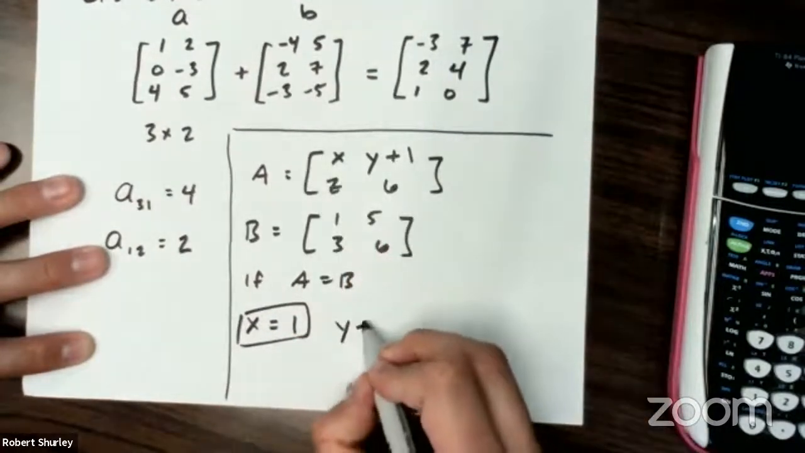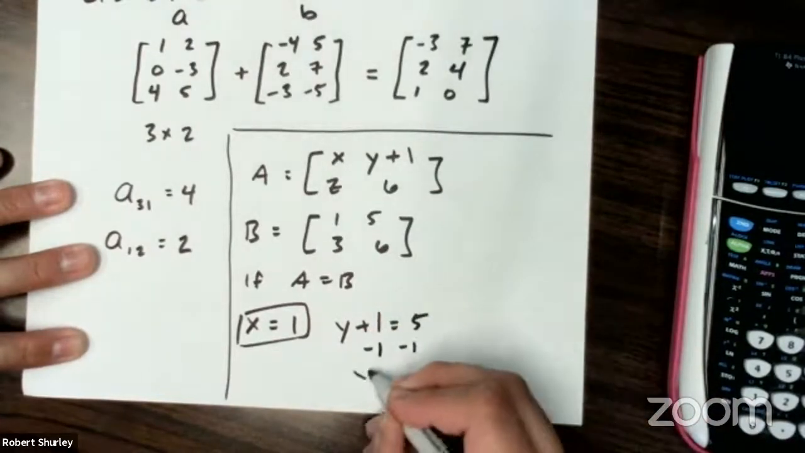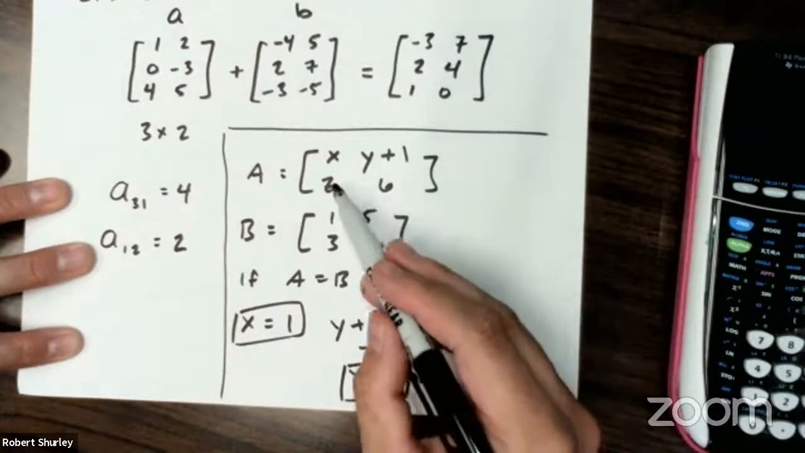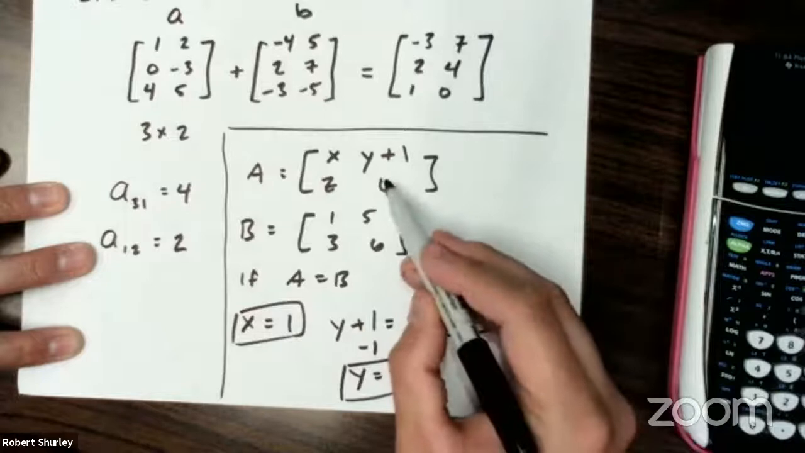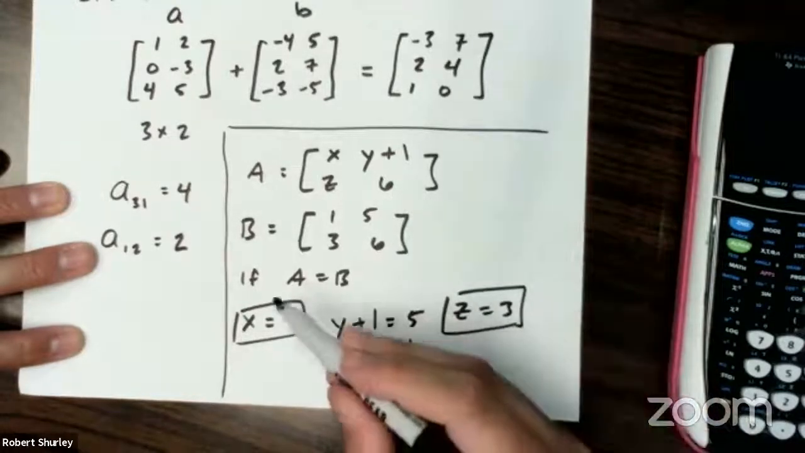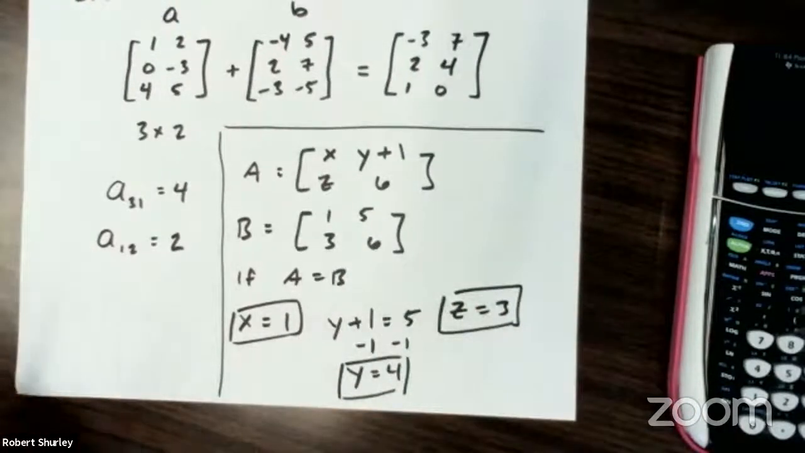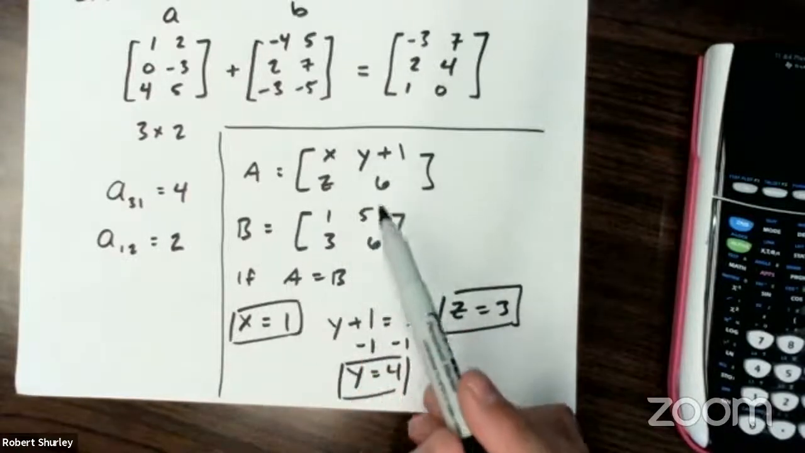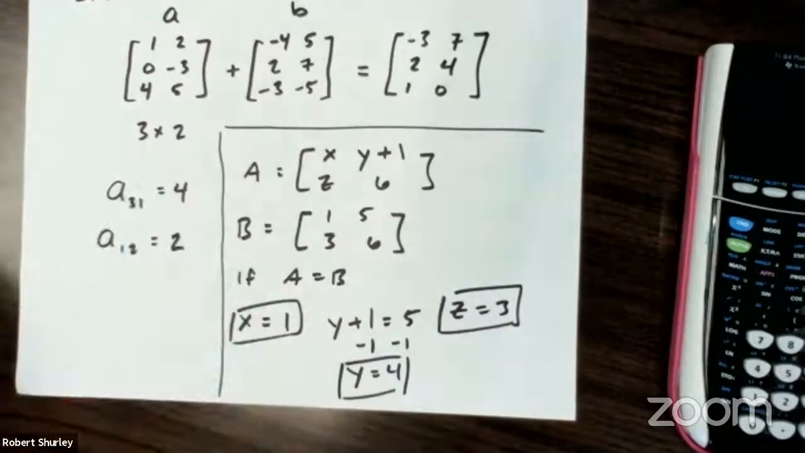A12, which is y plus 1, has to equal B12, which is 5. Now I've got to subtract 1, and I wind up with 4. Y equals 4. Okay? Z would have to be 3. And then we know 6 equals 6. We're not worried about that one. So we solved for these unknowns because we know that these two matrices are equal to each other. So if two matrices are equal to each other, you can set each position equal to the other matrix's position, okay?